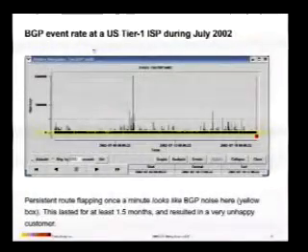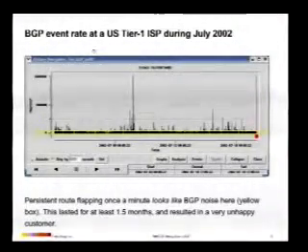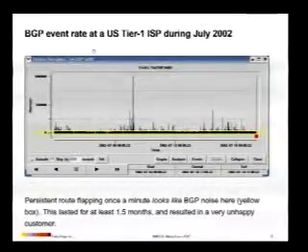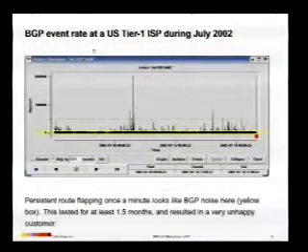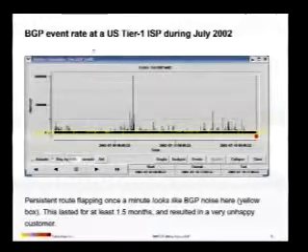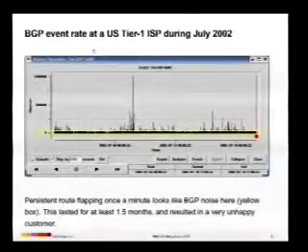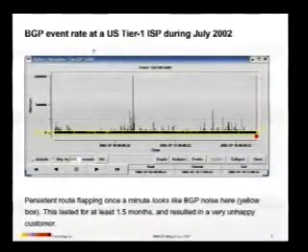And you wouldn't think that's happening. So the problem is a persistent route flap about once a minute, and it involved a customer, and it lasted about a month and a half. And this is what it looks like.